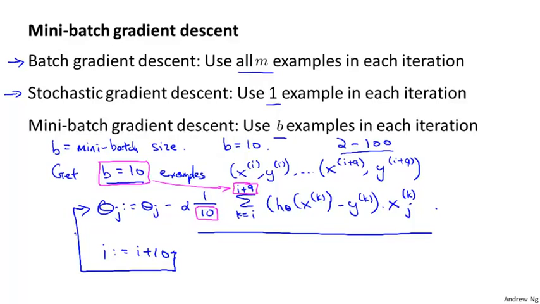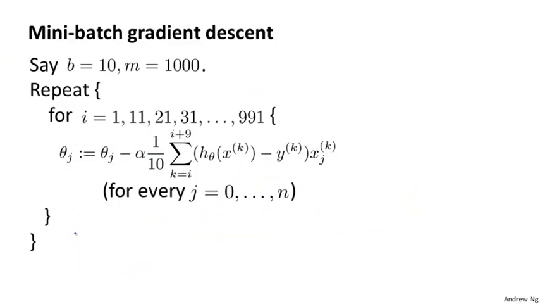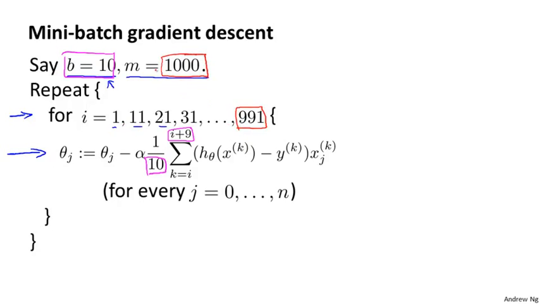So just to write out the entire algorithm in full, in order to simplify the indexing, I'm going to assume we have a mini batch size of 10 and a training set size of 1,000. What we're going to do is have this for loop, for i equals 1, 11, 21, so stepping in steps of 10, because we look at 10 examples at a time. And then we perform this gradient descent update using 10 examples at a time. So this 10 and this i plus 9, those are a consequence of having chosen my mini batch size to be 10. And this outermost for loop ends at 991 here, because if I have 1,000 training examples, then I need 100 steps of size 10 in order to get through my entire training set. So this is mini batch gradient descent.